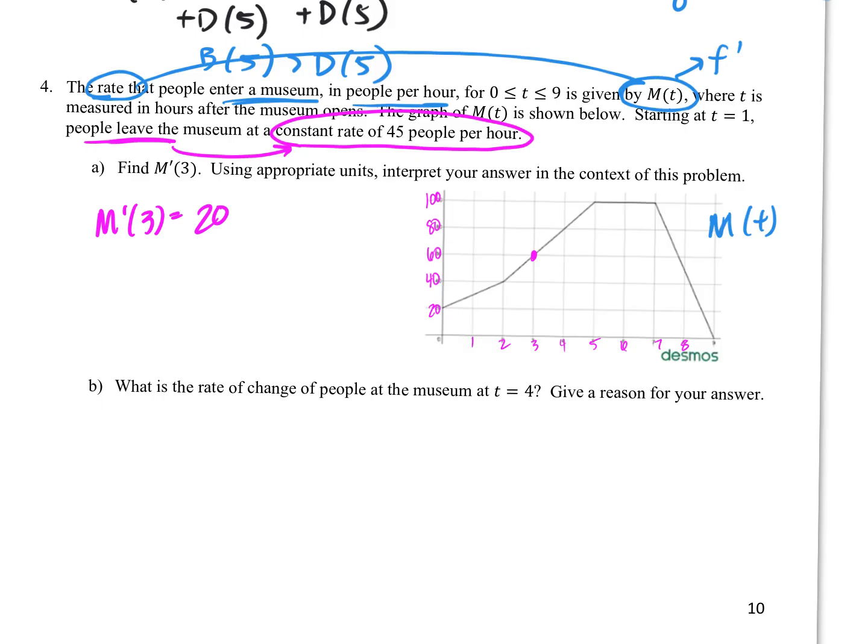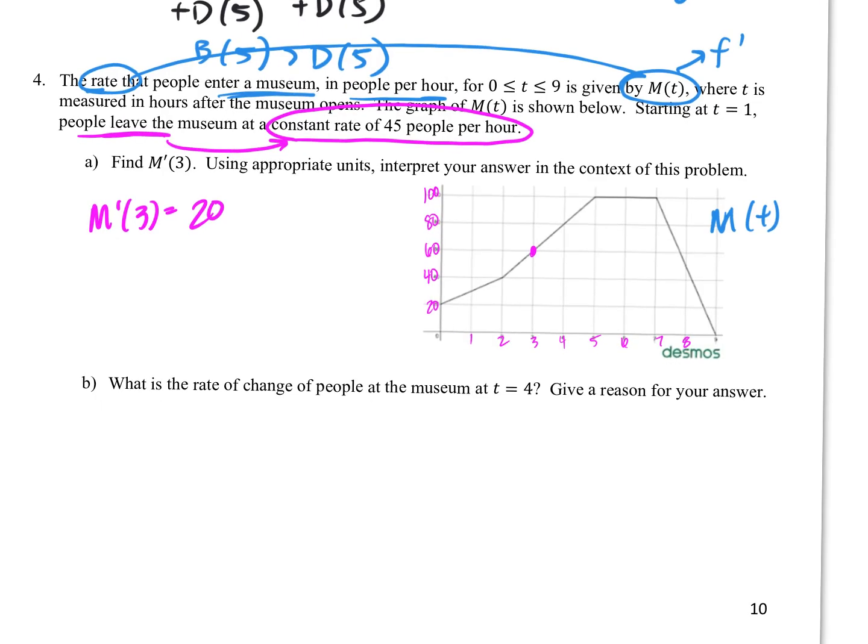Interpret your answer in the context of this problem. M prime of 3. The rate people enter a museum in people per hour is M. So if M is a rate and we had to go find M prime, what word do I need twice? Lucal, what word do we need twice? Rate. Yeah. So we're going to say the rate.